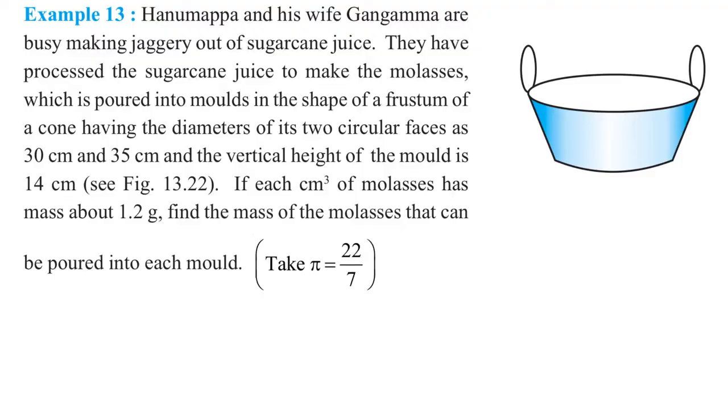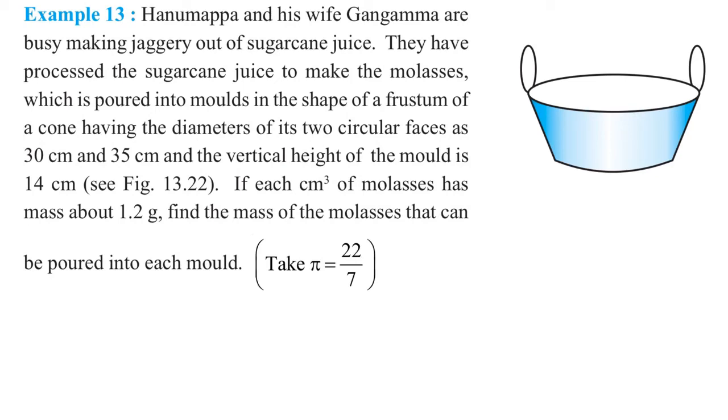Let's try this. Hanumappa and his wife Gangamma are busy making jaggery out of sugarcane juice. They have processed the sugarcane juice to make the molasses, which is poured into molds in the shape of a frustum of a cone, having the diameters of its two circular faces as 30 centimeters and 35 centimeters, and the vertical height of the mold is 14 centimeters. If each centimeter cube of molasses has mass about 1.2 grams, find the mass of the molasses that can be poured into each mold. Pretty easy.